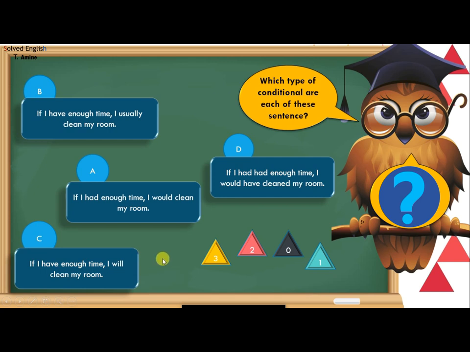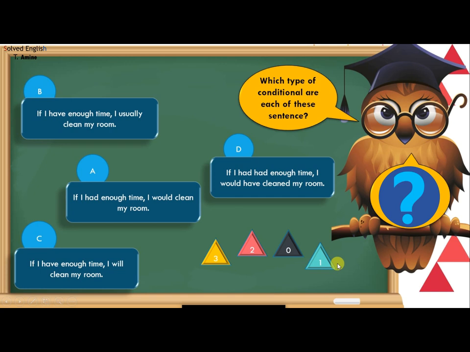Sentence A. If I had time, I would clean my room. B. If I have time, I usually clean my room. C. If I have enough time, I will clean my room. And D. If I had enough time, I would have cleaned my room. Now, pause the video, and based on the forms that we saw earlier, you can go back to the forms of each conditional. They will help you to decide what is the type of conditional in each of these sentences.